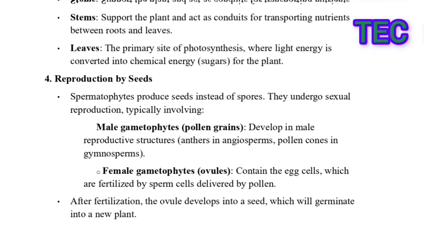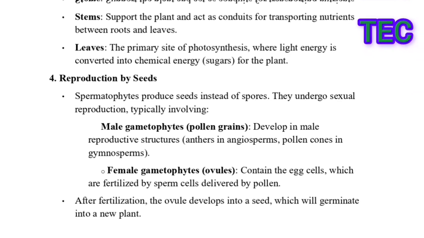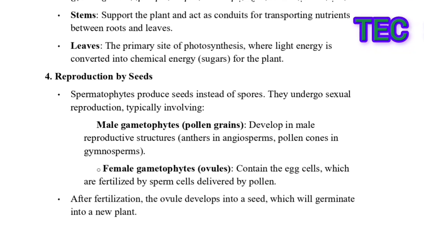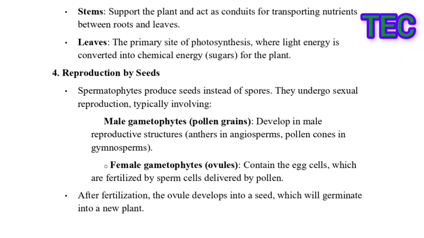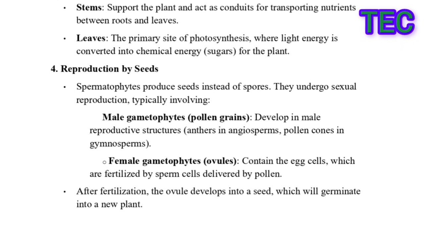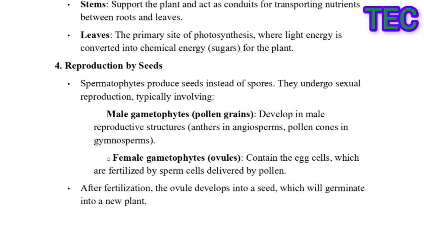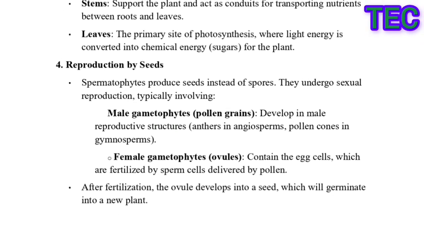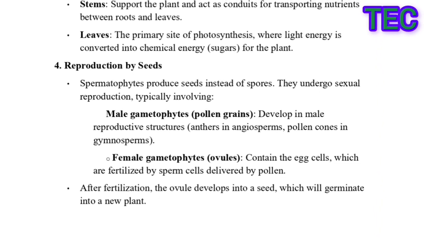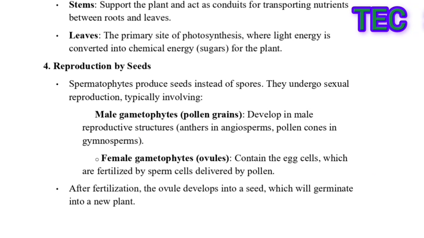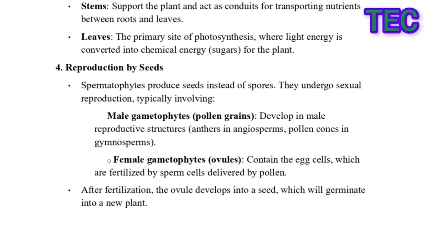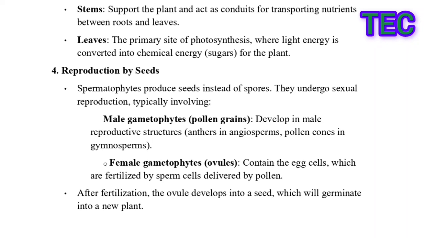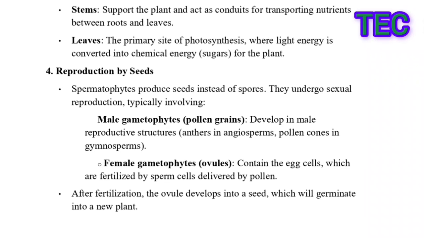Another key feature here: reproduction. Reproduction is by seed. Spermatophytes produce seeds instead of spores. They undergo sexual reproduction, typically involving male gametophytes, which are the pollen grains, and female gametophytes, which are the ovules. Male gametophytes, the pollen grains, develop in the male reproductive structures, that is the anthers in angiosperms and pollen cones in gymnosperms. Then female gametophytes, which are the ovules, contain the egg cell, which is fertilized by sperm cells delivered by pollen. Remember, the pollen tube develops at the center of the stigma.